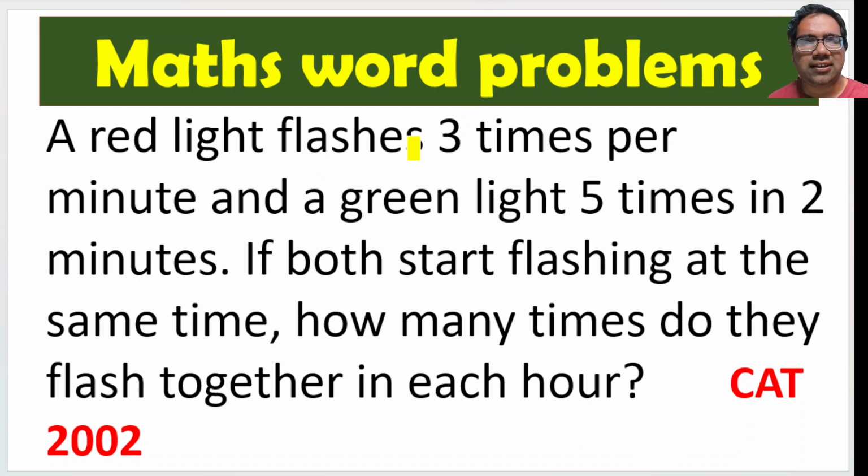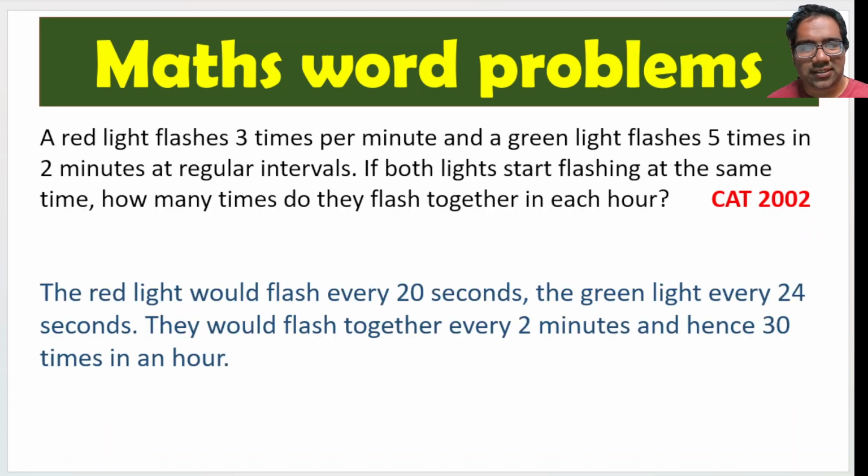If you look at this, 3 times per minute, what does that mean? Every 20 seconds, it is flashing once. Then only it will flash 3 times in a minute. And 5 times in 2 minutes, that means 5 times in 120 seconds. That means every 24 seconds, it is flashing once, because 5 into 24 is 120.